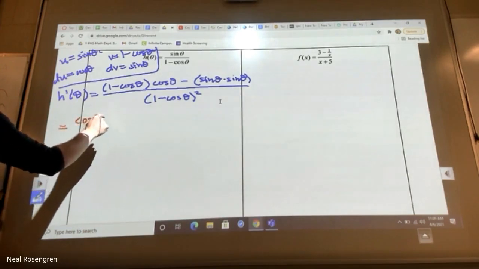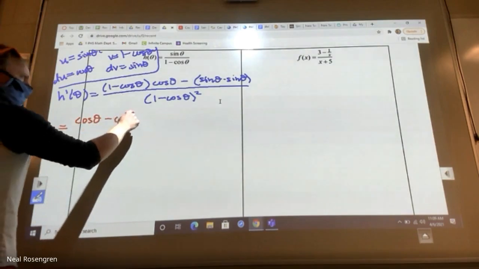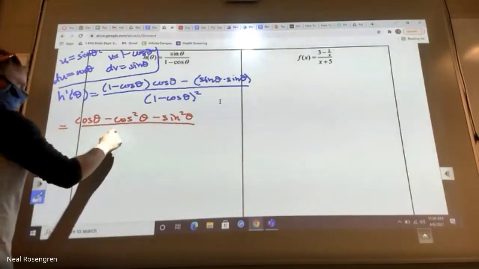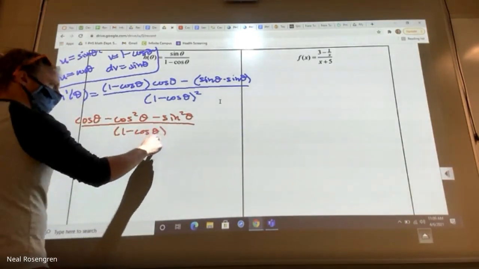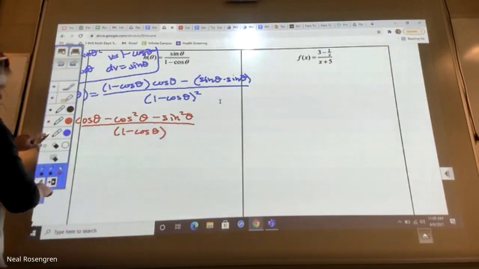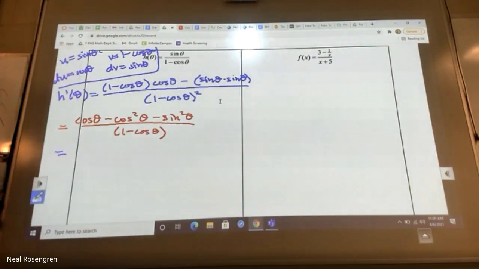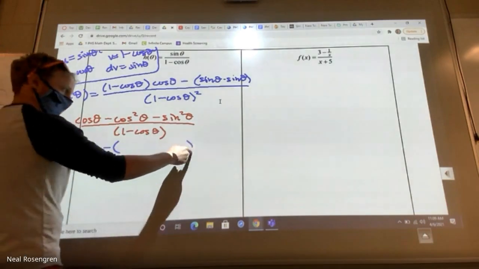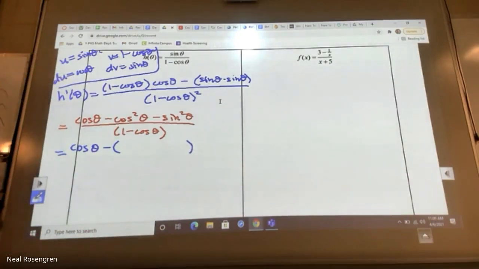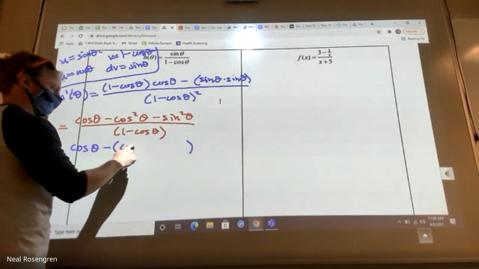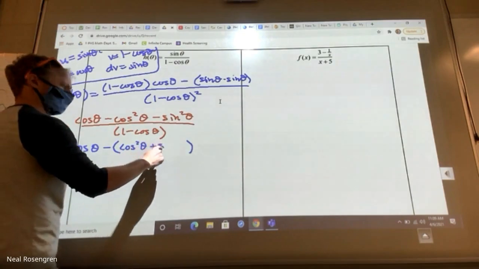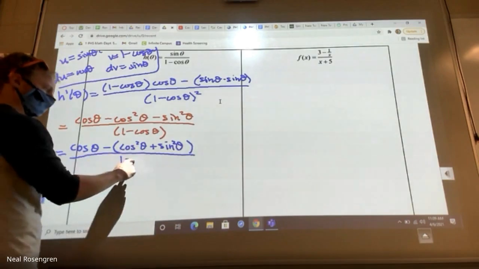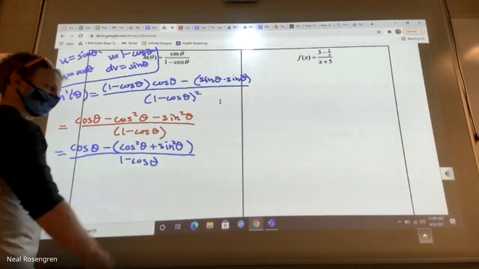Cosine theta minus cosine squared minus. Ooh, this is gonna be a fun one. This is not gonna be a fun one. No. Oh, wait, one of them factors out. No. I missed so much. Yes. No.